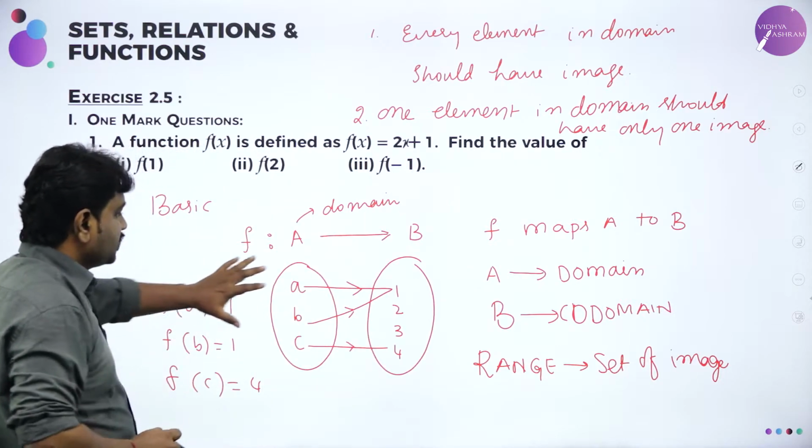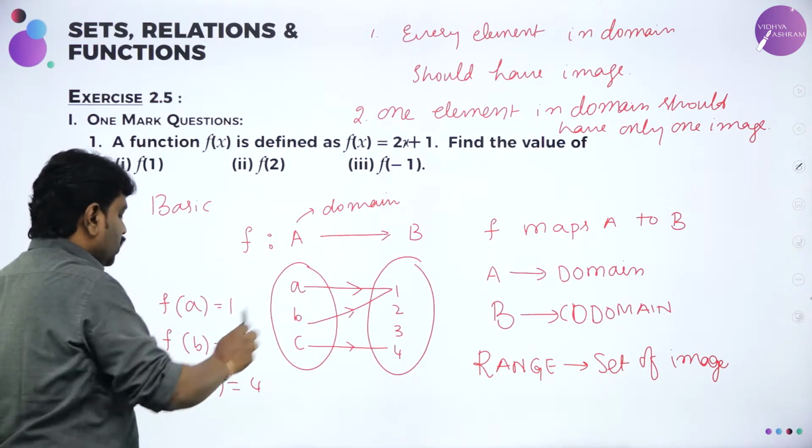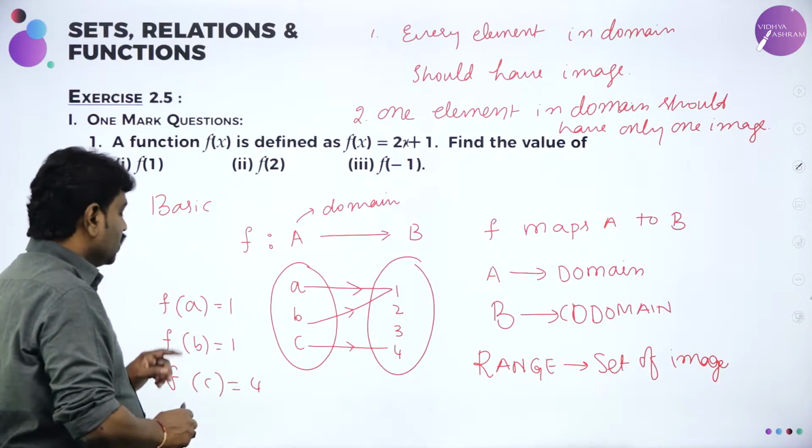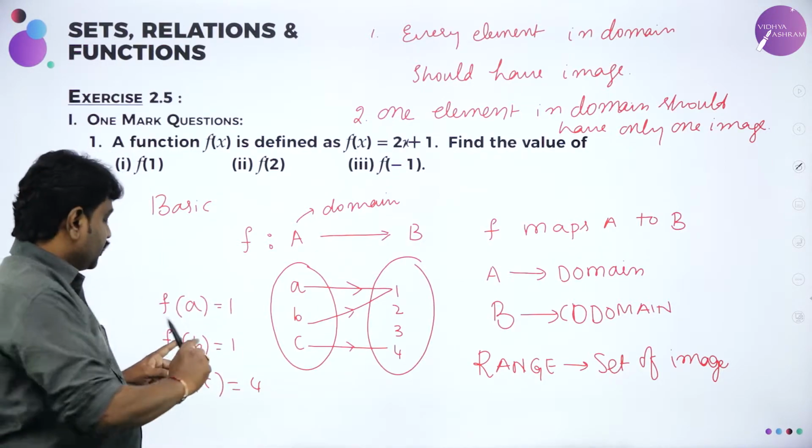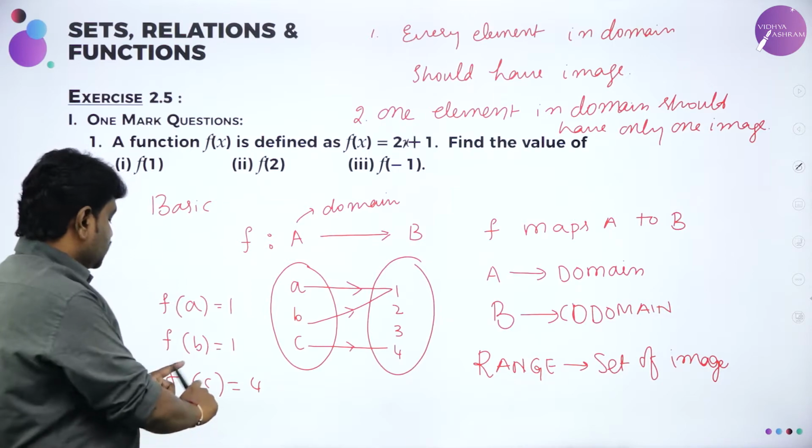For example, this I made it clear: image of A is 1, image of B is 1, image of C is 4. So for A we have one image called 1. For B also we have one image called 1, and for C we have this.